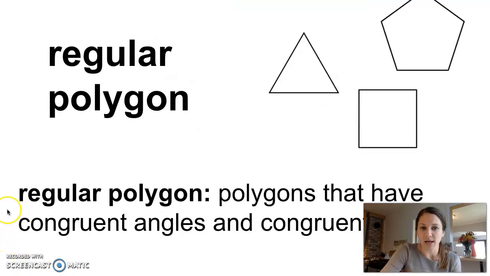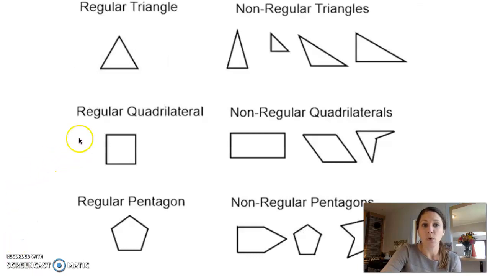So regular polygons have congruent angles and congruent sides. And remember, congruent means the same. So with regular polygons, for example, regular triangles, quadrilaterals, pentagons, which we'll get into, but we've looked at triangles already. The angles are all congruent or the same measure, and the sides measure the same length in a regular triangle. Non-regular triangles might have different angle measures and different length sides.